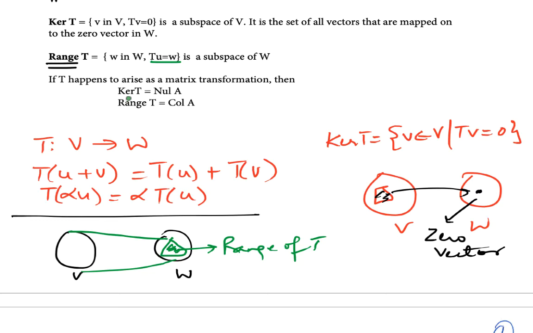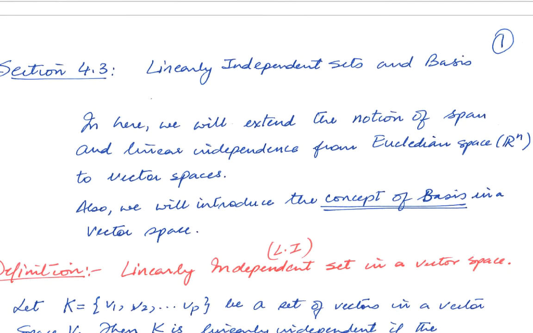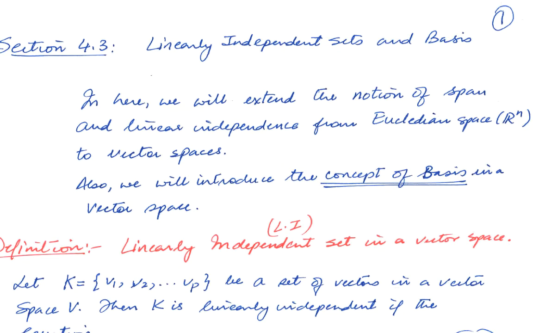Now, if this linear transformation happens to arise as a matrix transformation, then the kernel of T is nothing but the null space of the matrix A, and the range of T is the column space of the matrix A. Remember, this A is the standard matrix corresponding to the linear transformation T. Okay, now let's start with our section on linearly independent sets and bases.